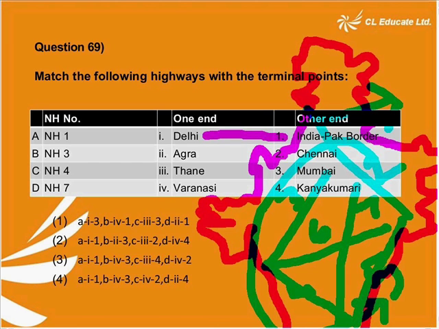Okay, fine. So question 69. NH1 is from Delhi to India-Pak border. NH3, of course, Agra to Mumbai. Then I take back my original pen, and from Thane to Chennai. And NH7 is from Varanasi to Kanyakumari. So I hope you can remember from this and then you can connect these options. So the correct option for 69 is option B.